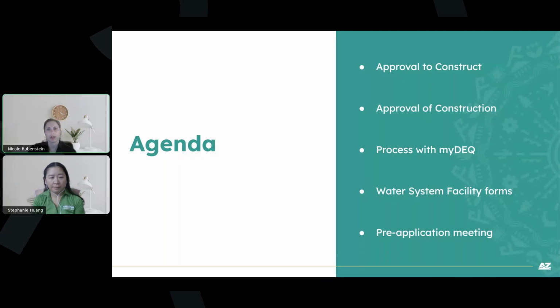So, a brief agenda for our presentation. We'll do an overview of the approval to construct and the approval of construction. We'll go over the process with MyDEQ. We'll touch on the water system facility forms as well as pre-application meetings.